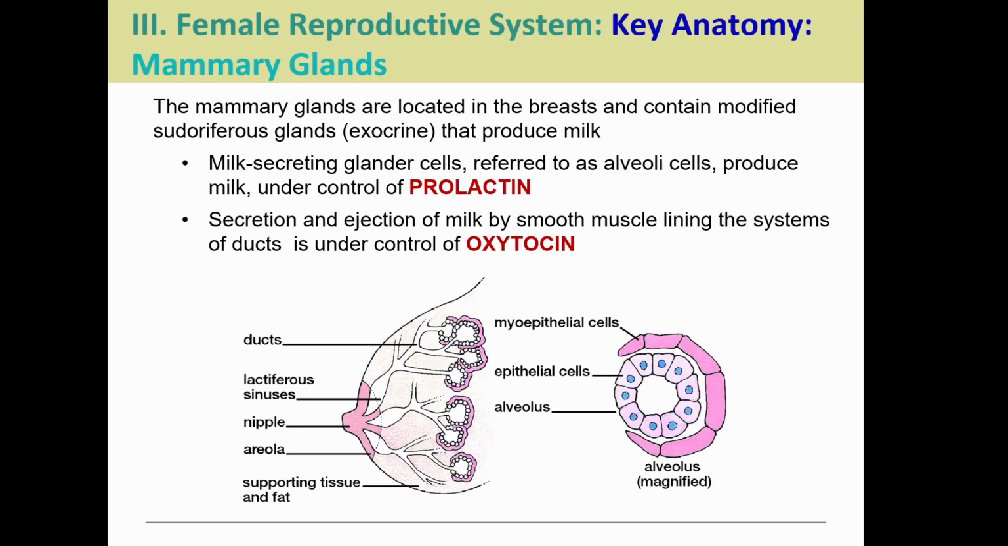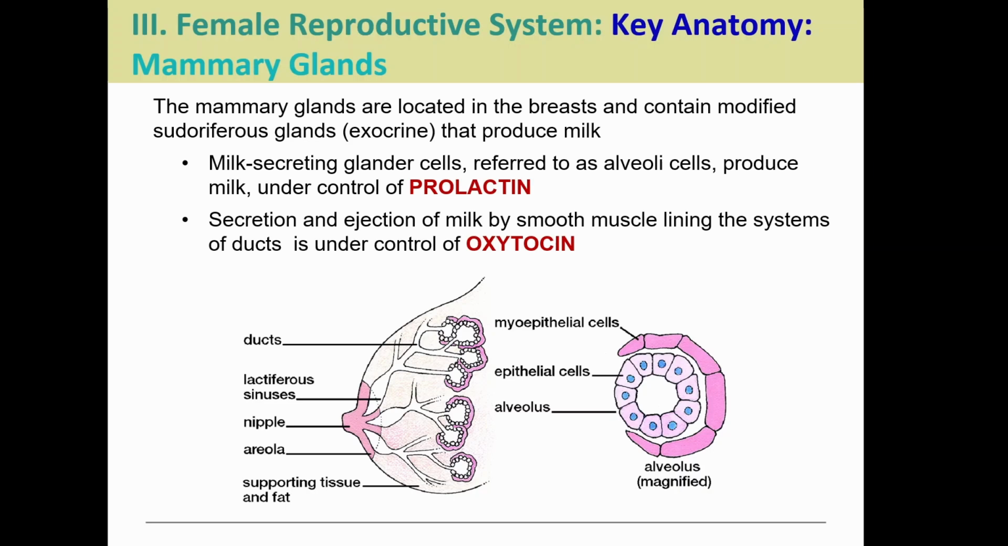Moving on to the mammary glands, these are going to be found in the breasts, and they're basically modified exocrine glands that are going to produce milk. They're going to be stimulated by a couple different things. Milk secreting glandular cells, also called alveoli cells, are going to produce the milk. They're under the control of prolactin, the hormone coming from the pituitary. And then the ejection and secretion of milk is going to be through smooth muscle and is under control of oxytocin.